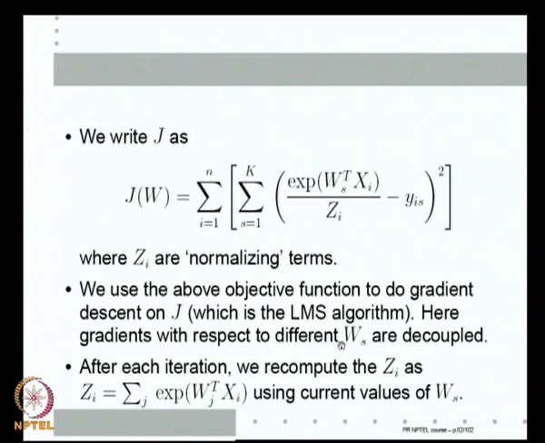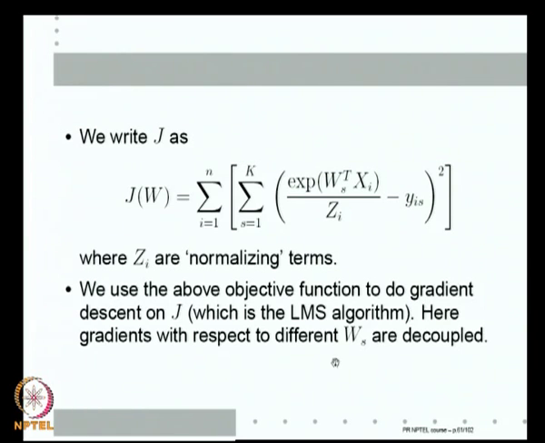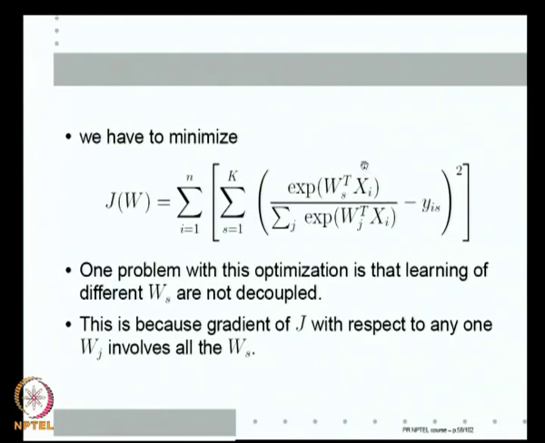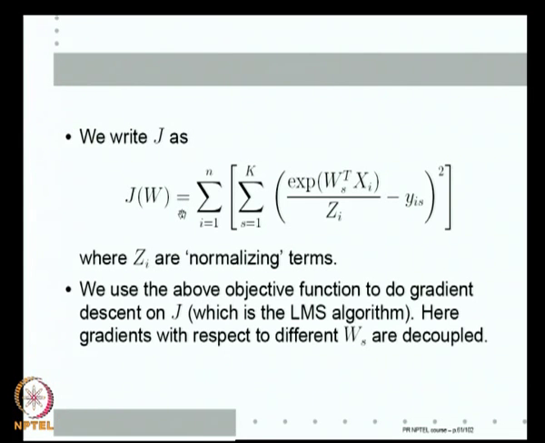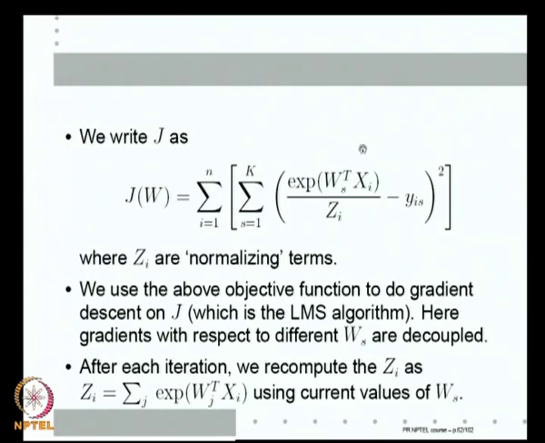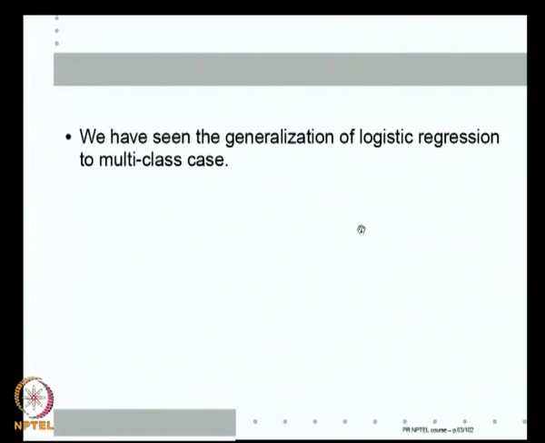Okay. So, when one uses logistic regression with multiple classes, we either do the brute force gradient descent using the full gradient, or we use this approximation and keep recomputing ZIs. Often this is computationally simpler. Okay. So, you can sum up. We have seen the generalization of logistic regression to multiple classes.